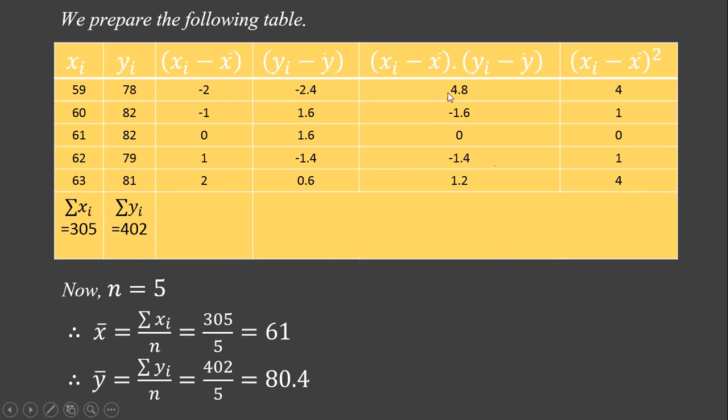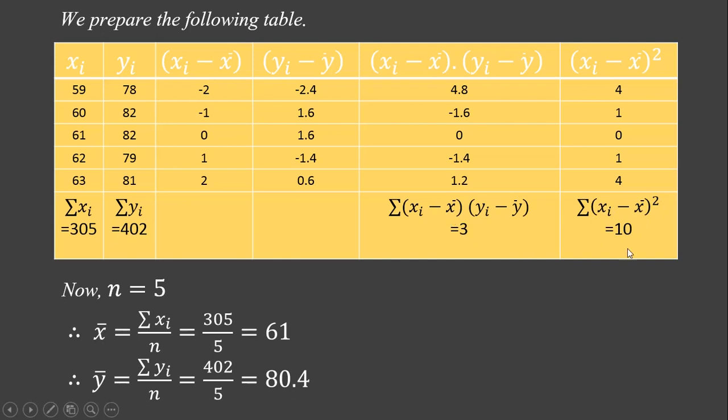Okay, now we require the summation of this column (xi minus x bar) into (yi minus y bar), and the summation of (xi minus x bar) whole square. So we take the addition of these 5 numbers, it will give summation (xi minus x bar) into (yi minus y bar). Adding all these 5 numbers we get it is equal to 3. Now we require summation of (xi minus x bar) whole square. Addition of this gives summation (xi minus x bar) whole square equal to 10.